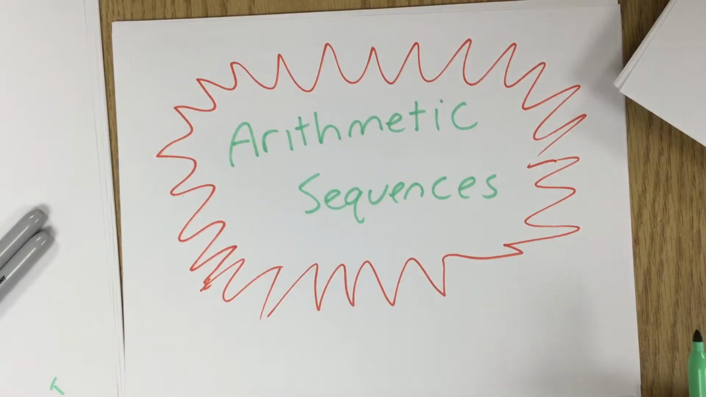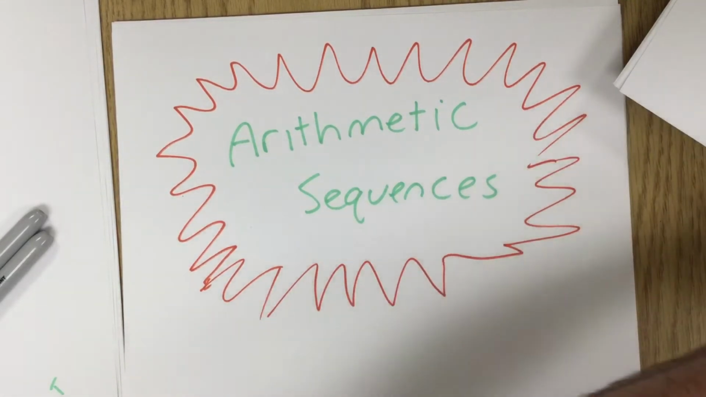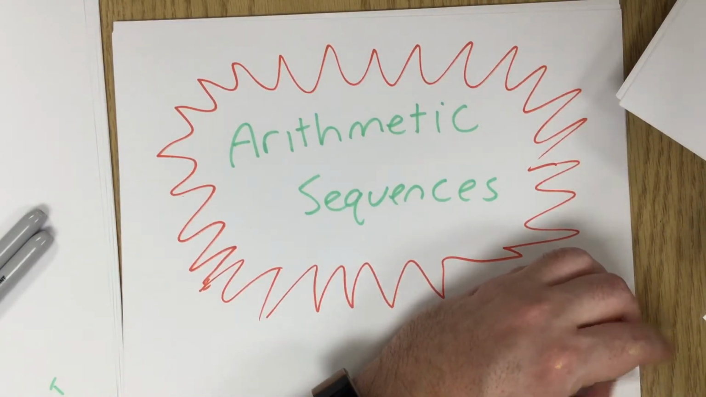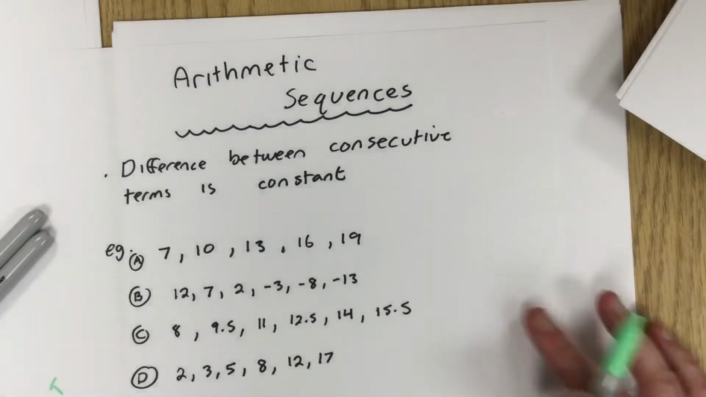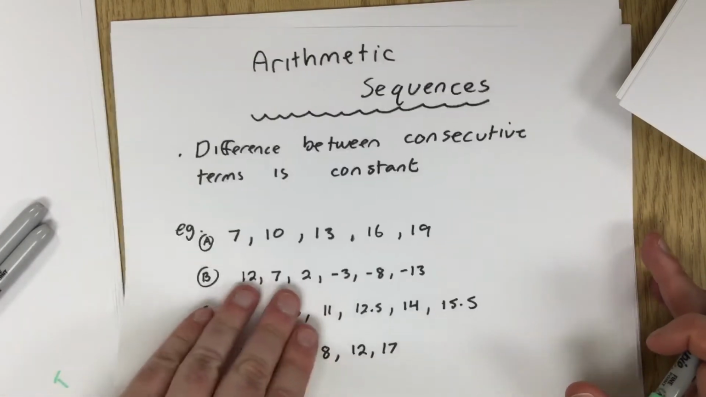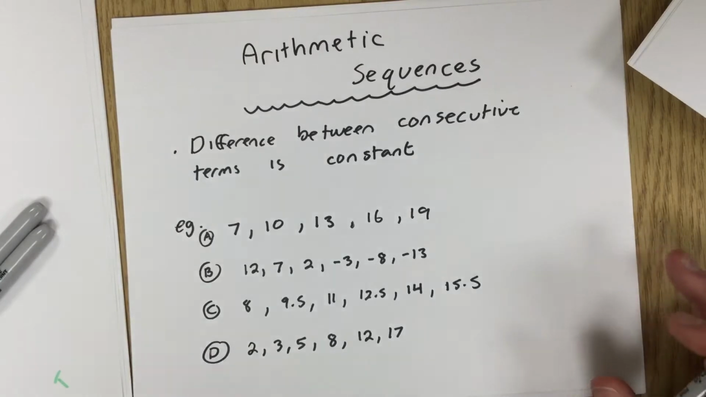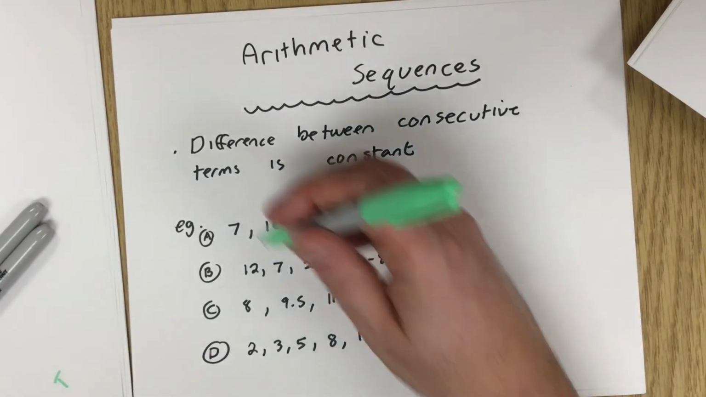So we're going to talk about arithmetic sequences. An arithmetic sequence is one where the difference between consecutive terms is constant. So kind of like, remember slope, you would do a y2 minus y1.